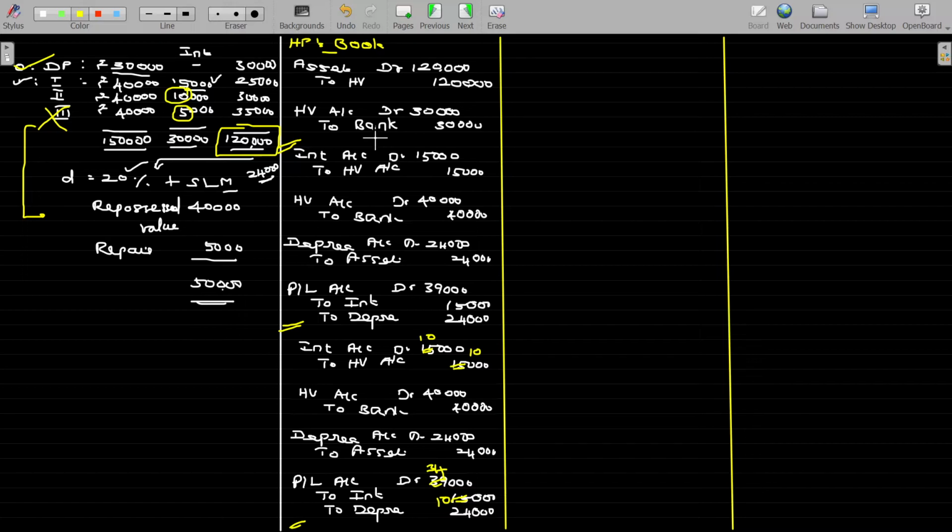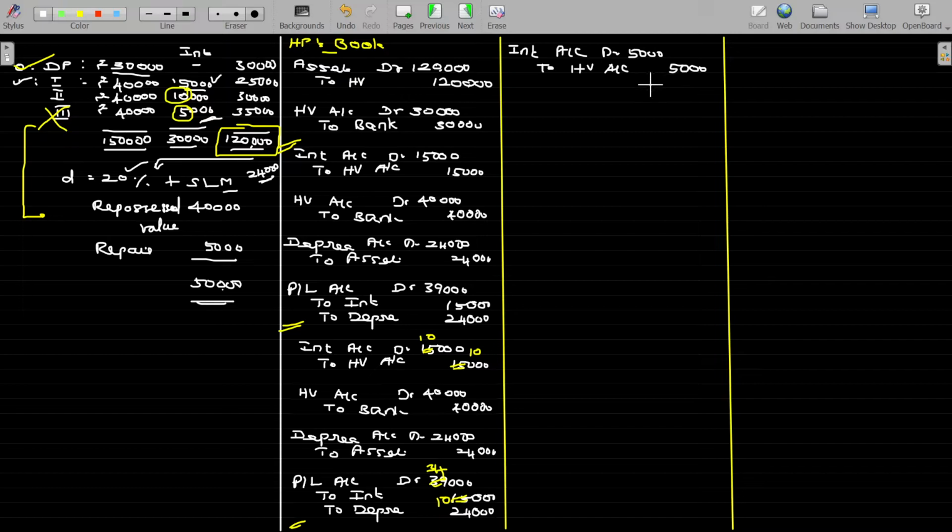In the second year, the interest is 10 and the installment being 40, depreciation being the same 24 as it's a straight line method. Now I'll move on to the last year. In the last year, again interest is going to be accrued. Interest account debit, the amount of interest for the third year being 5,000, to hire vendor account. The amount payable to the hire vendor for the interest being 5,000.